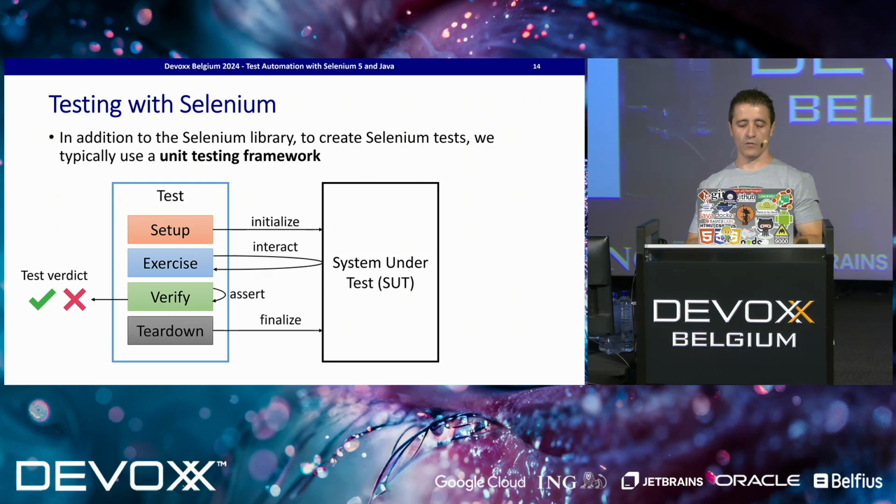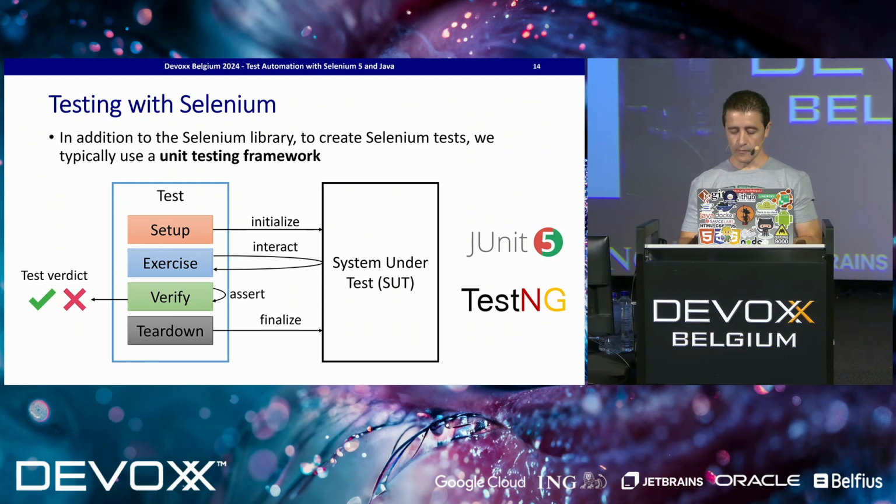Finally, and optionally, we have a step to finalize, to clean everything and leave the system under test in the original state. As you probably know, in Java, we have different unit testing frameworks. Two of the most popular are JUnit, version 5 being the one we are using today, and TestNG, another very popular unit testing framework in Java. So when testing with Selenium, I would select one of these testing frameworks. My personal choice is JUnit 5, but of course, TestNG or even others like Spock are also possible.